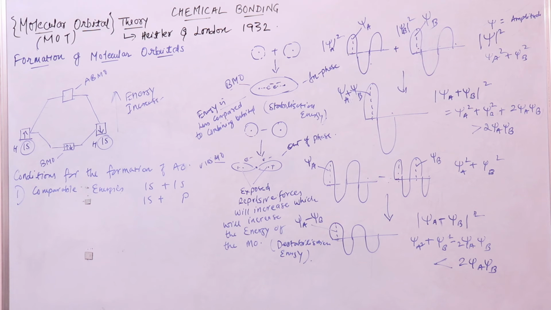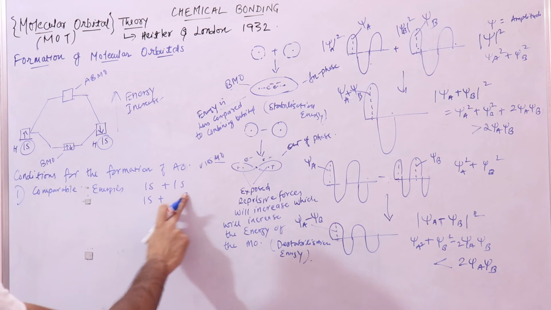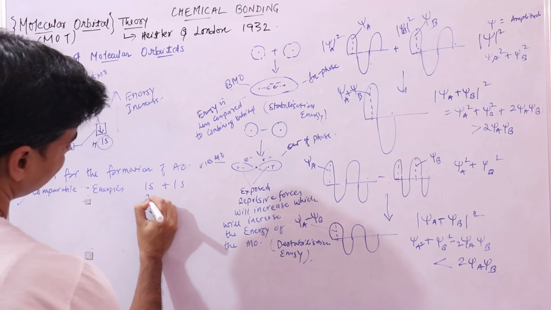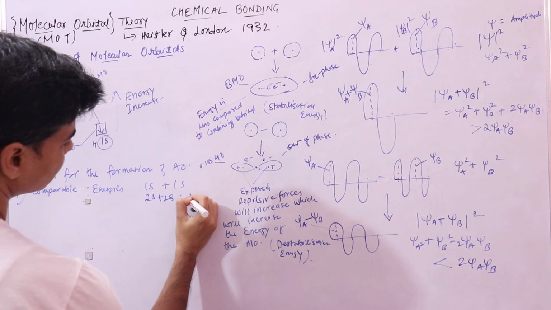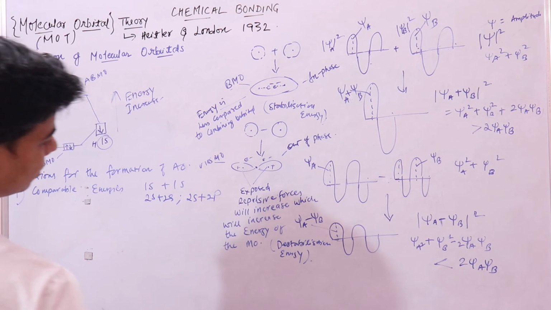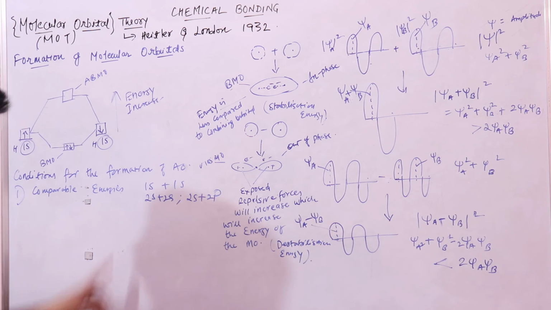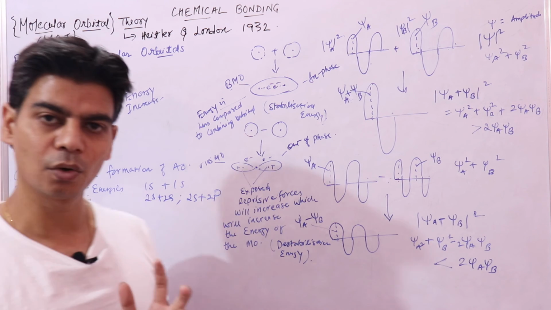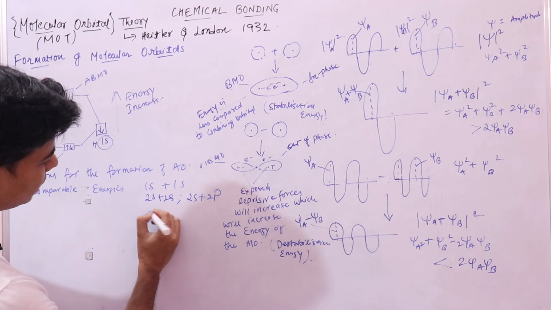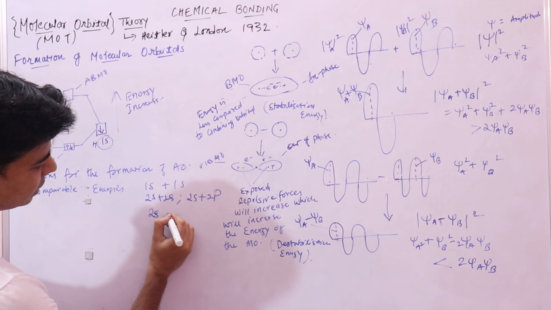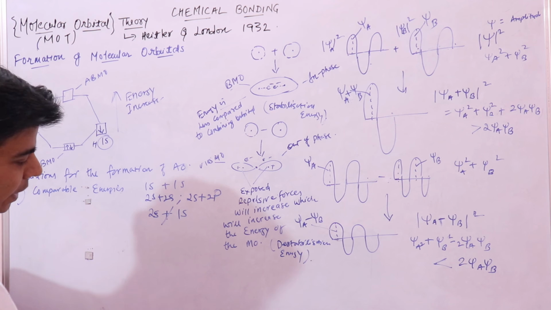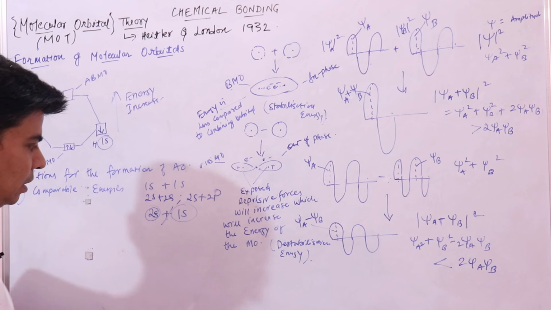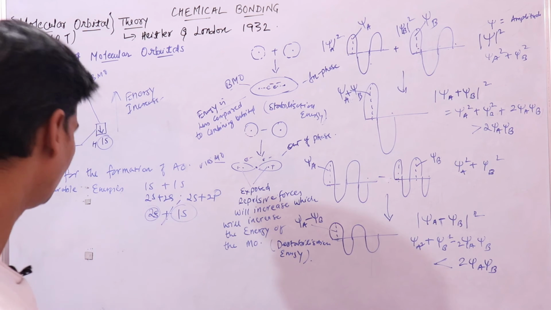So 1s will combine with 1s; similarly 2s will combine with 2s, or 2s will combine with 2p. This is what it means: the combining orbitals should have almost the same energy. 2s will not combine with 1s. Why? Because their energies are not comparable. 2s has higher energy, 1s has lower energy.